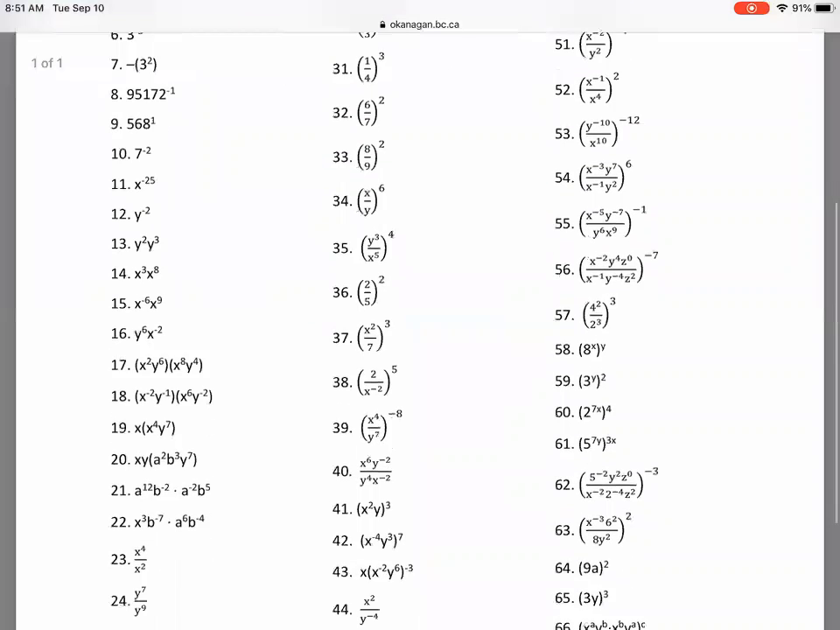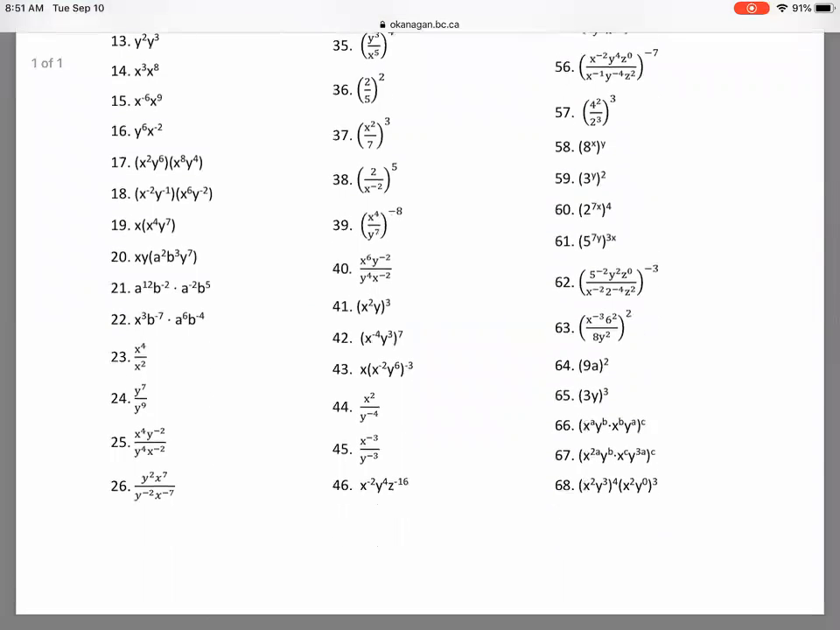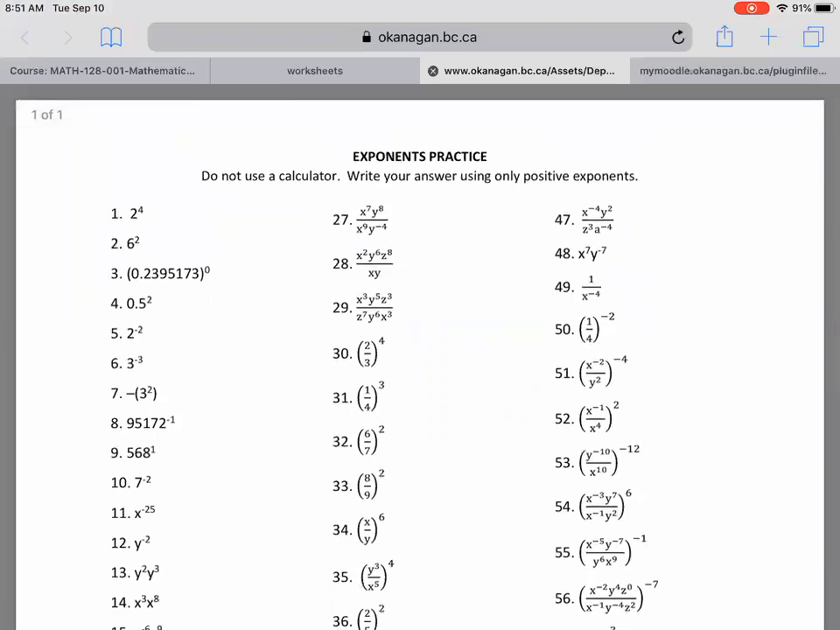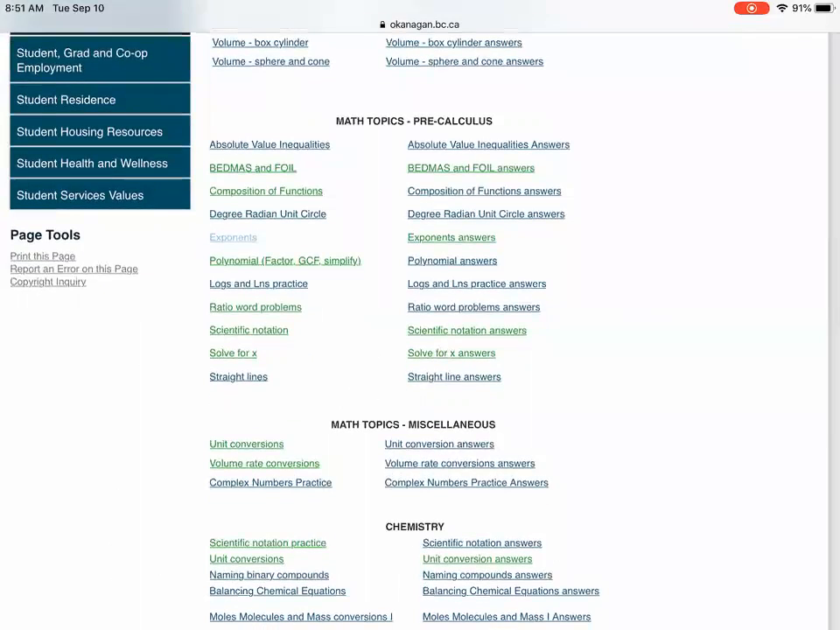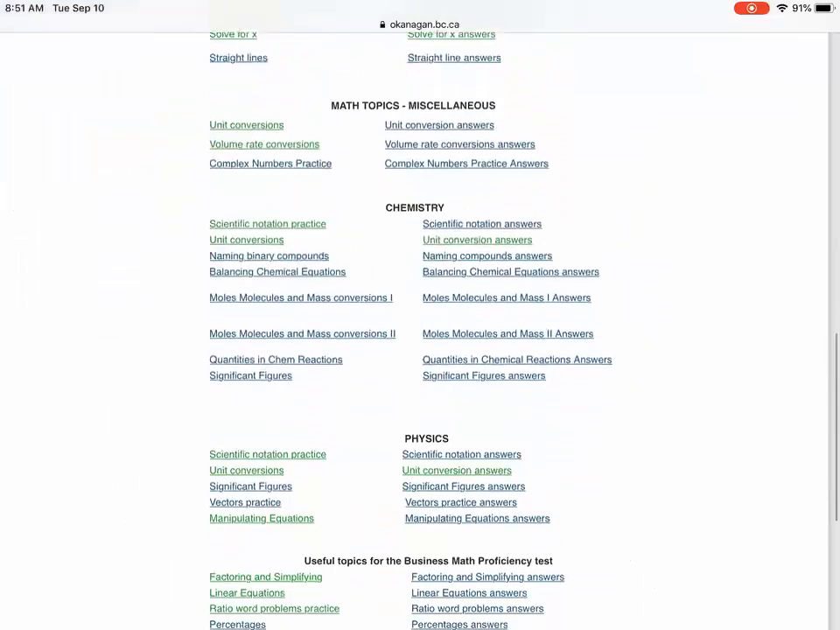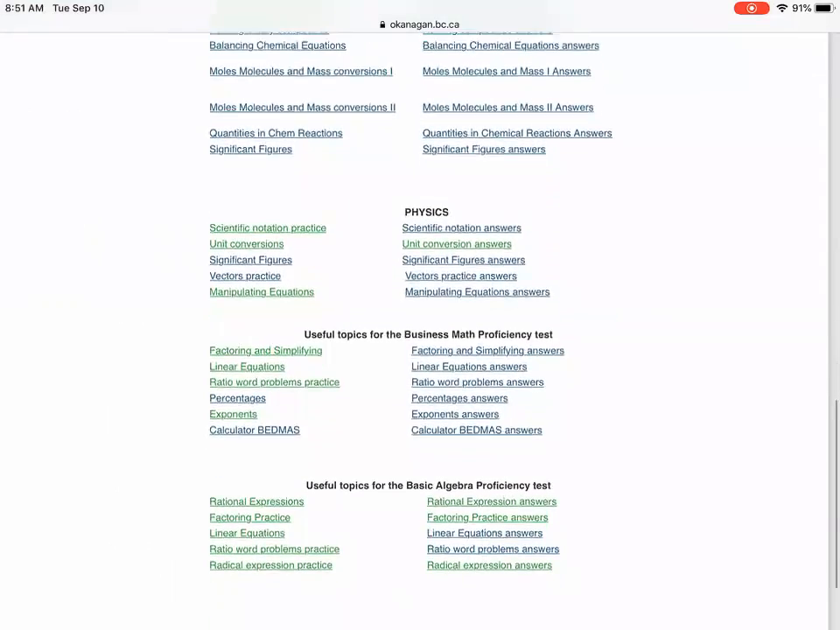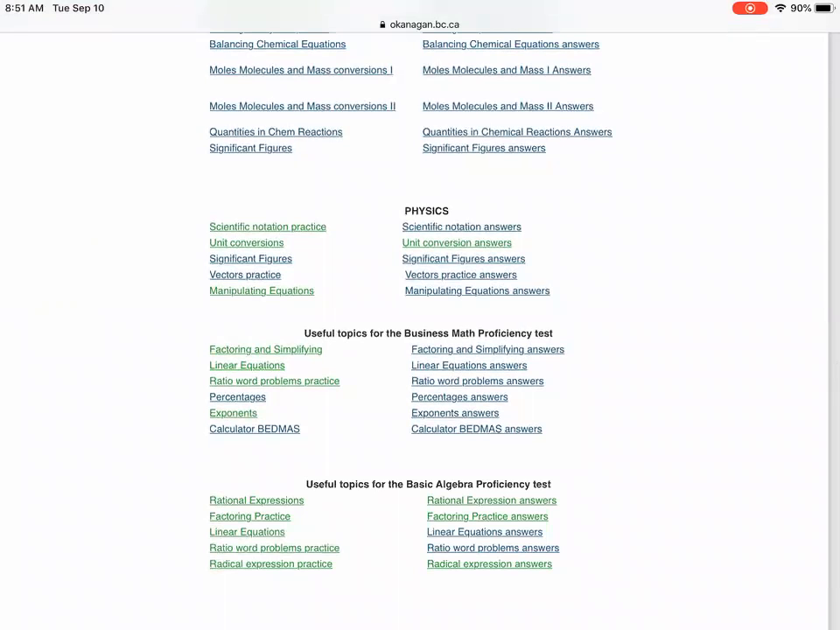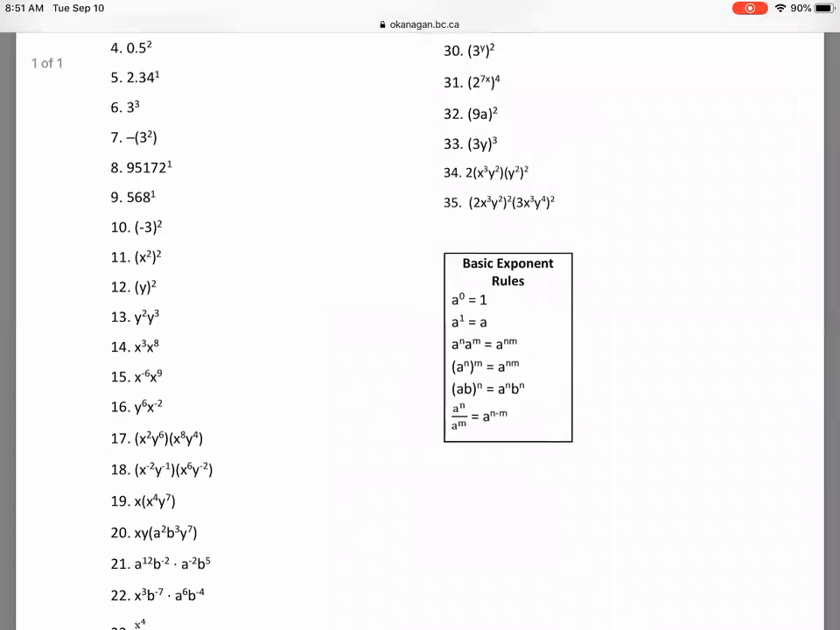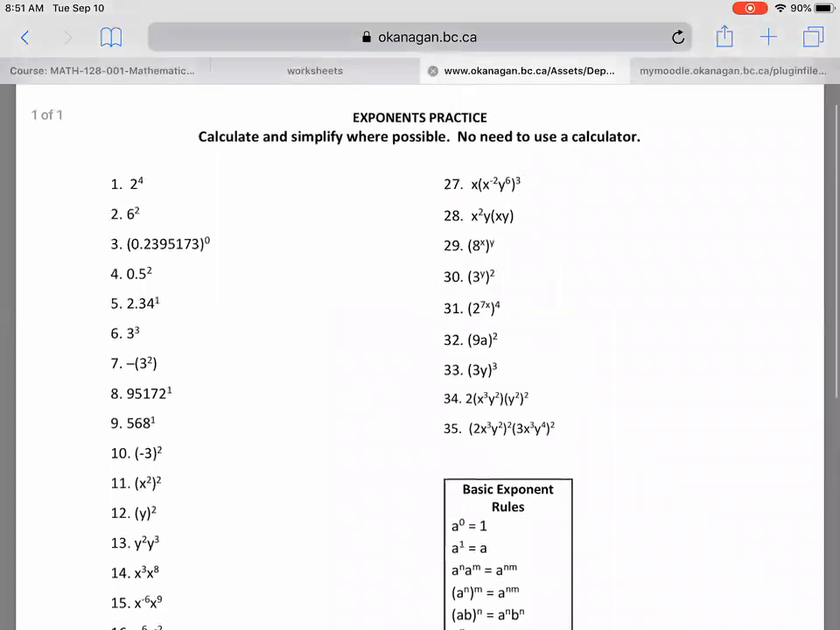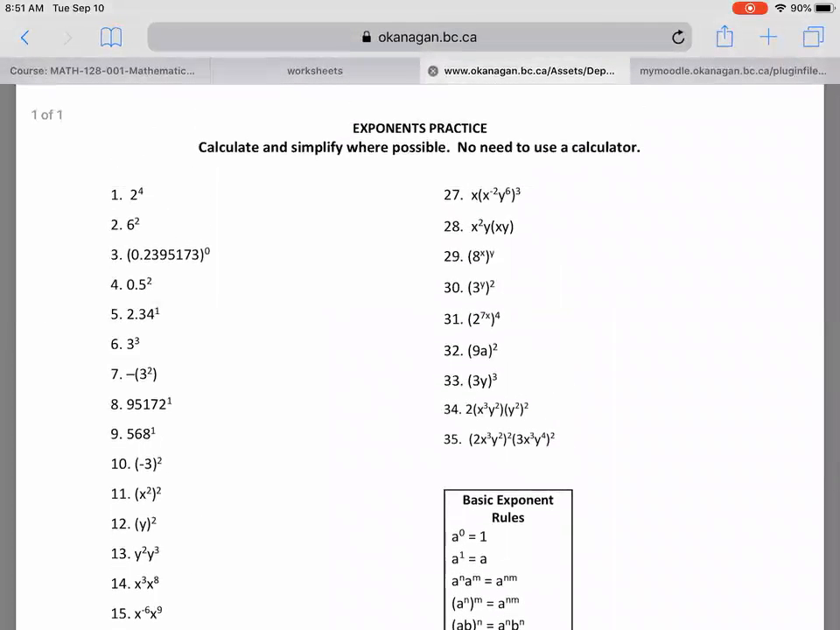Just a ton of practice. Mad minute style. You'd have to caffeinate first, though. So you've got exponents there. And then there's also exponents for the business math proficiency test. It's all good math. If you look in there, it actually has the basic exponent rules as well. So there's even more practice. But I was using the one in the pre-calc section.